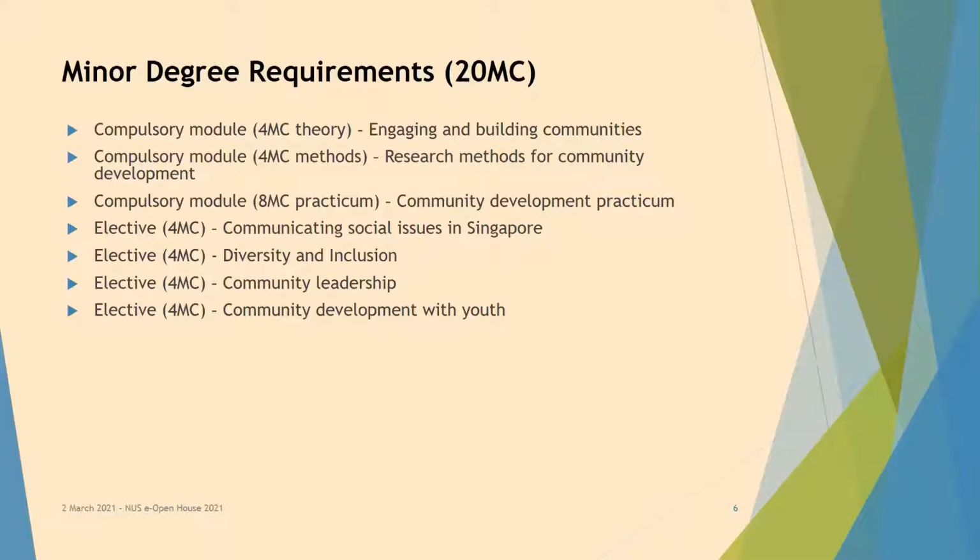I'll show you in a minute. So this is the Chua Thian Poh range of courses that we have at this point. There are 3 compulsory modules. The first one, engaging and building communities, is the theory module. And the second one, research methods for community development, is the compulsory methods module. And the third one then, after finishing theory and methods, our students do a practicum or a community-based project to apply what they have learned in the 2 compulsory courses.